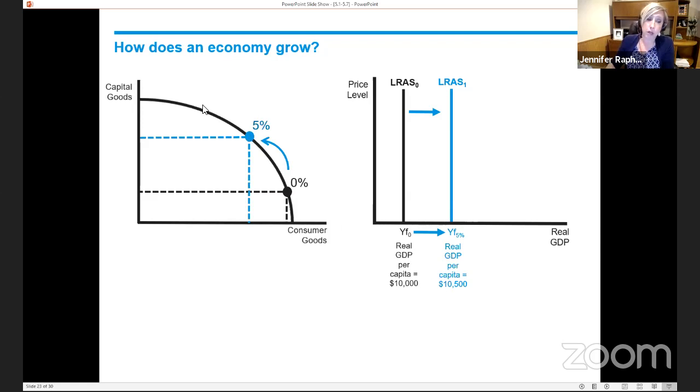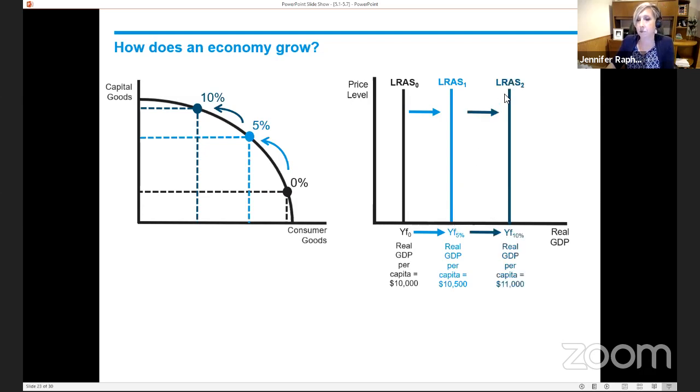Now, what if we increase even more? And let's say we produce some combination of capital goods and consumer goods associated with adding 10% productive capacity to our economy. So if we move from this point here this year to that point there, then that means instead of having 5% economic growth, we're going to have 10% economic growth. So this year's increases in capital goods are next year's productive capacity. So the more capital goods you're producing this year, the faster the rate at which long run aggregate supply is going to increase and real GDP per capita is going to increase.